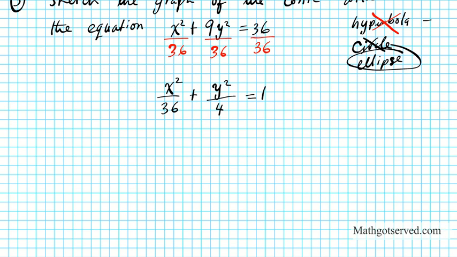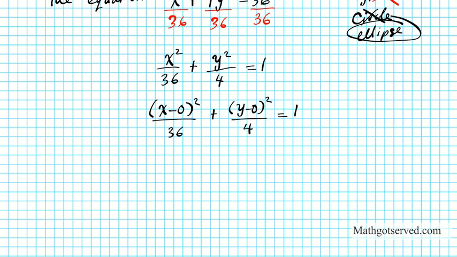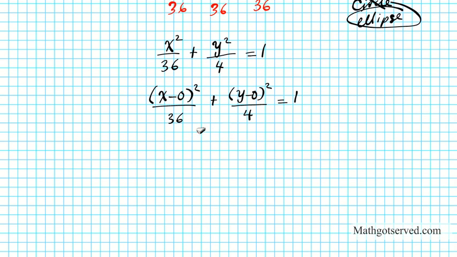Now let's write this in the vertex form. In standard form, it's going to be x minus 0 squared over 36 plus y minus 0 squared over 4 equals 1. Since we're just graphing here, we just need to sketch up the graph. I'm just going to show you the center and the direction of the axis, and then we use that to generate our curve. The center: simply take the opposite of the numbers next to the variables. So 0, 0 for the x and the y. Direction of axis.